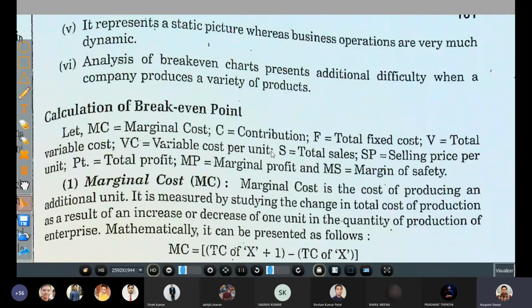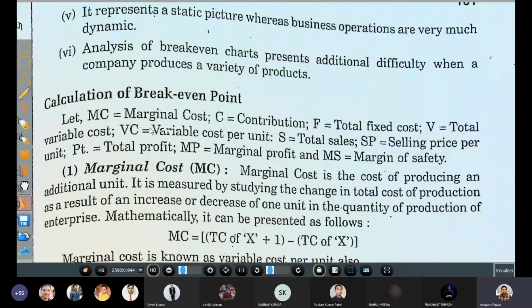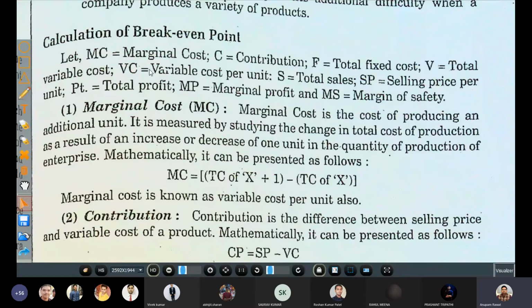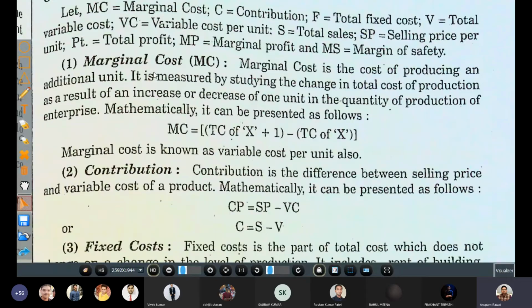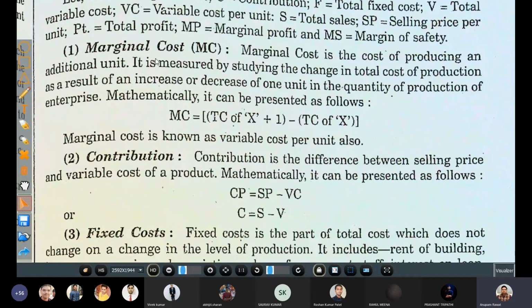Now let us see how the calculation of the break-even point is done. Here are some abbreviations: MC represents the marginal cost, C is the contribution, S is the total fixed cost, V is the total variable cost, VC is the variable cost per unit, S is the total sales, SP is the selling price, PT is the total profit, MP is the marginal profit, and MS is the margin of safety.